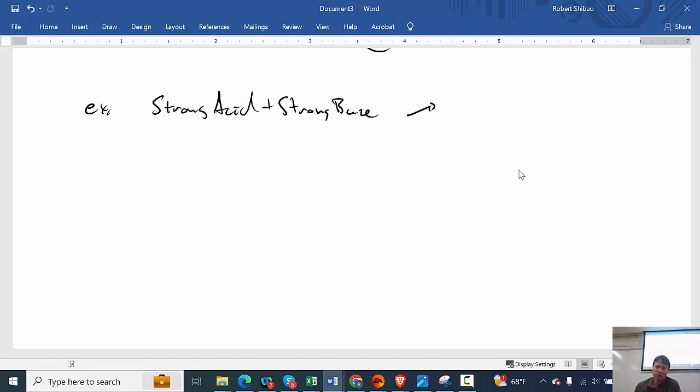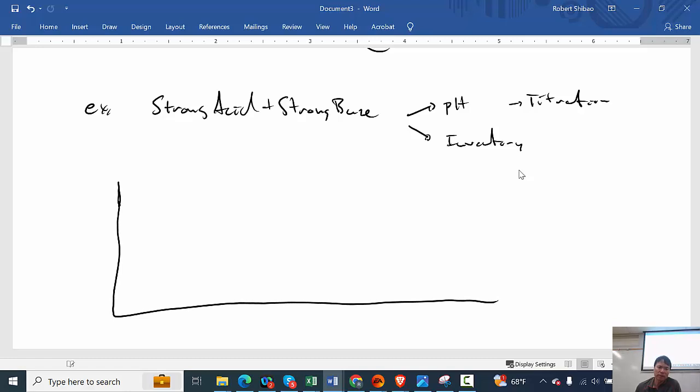There are two types of calculations we do for this. The first type of calculation is pH. The second type of calculation will be for inventory. If we're looking for the pH, we just call that a titration. And we can plot the titration out stoichiometrically by plotting the pH versus the milliliters. Normally, let's go with HCl and the strong base NaOH here.